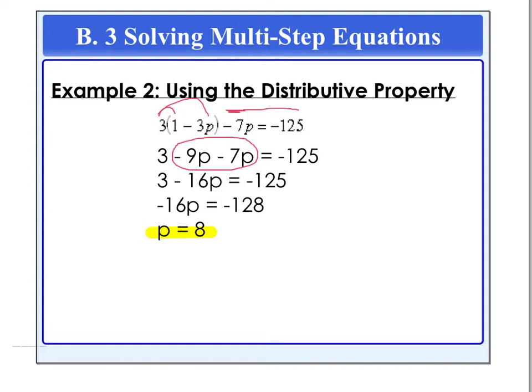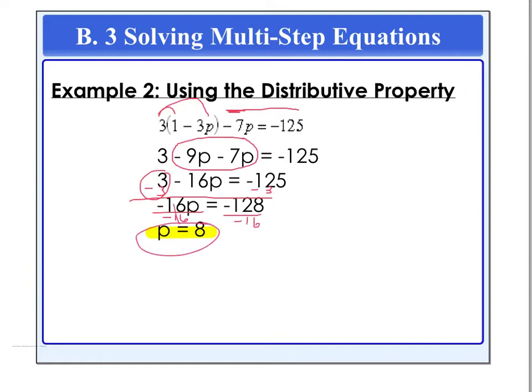Then we have to get rid of this 3. To get rid of the 3, we'll subtract 3 from each side, which brings us to negative 16p equaling negative 128. We divide both sides by negative 16, and we get p equals 8.